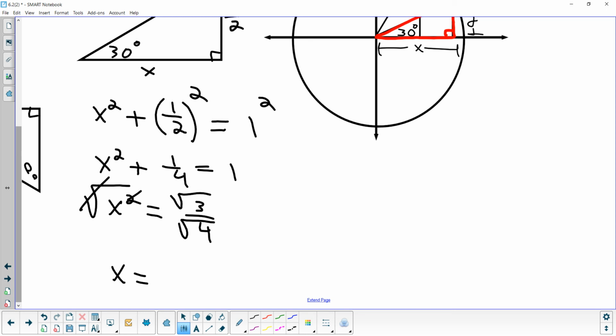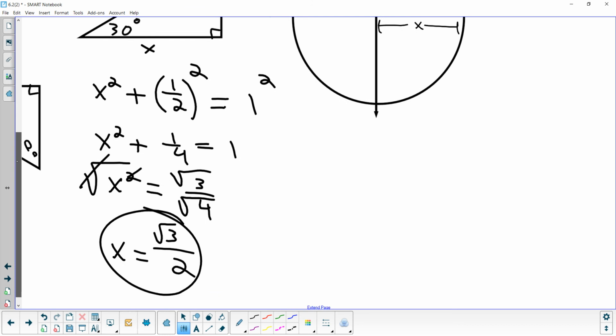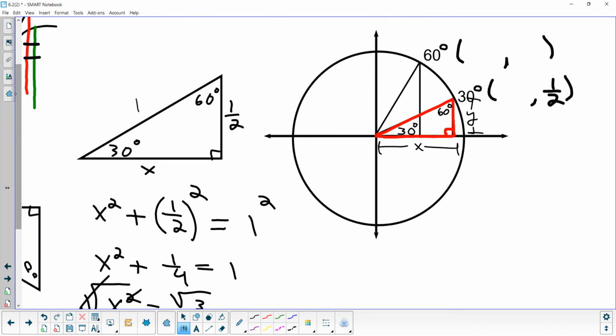Eli, does the square root of 3 have a nice answer? No. No, so we're just going to leave that. How about the square root of 4? 2. There's the length of the bottom side, which is the x value of my coordinate. Square root 3/2. That is always the coordinate for 30 degrees, and that never changes.